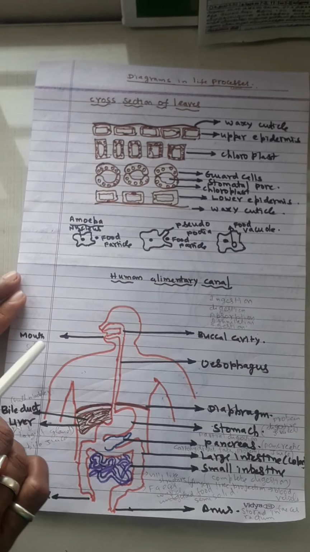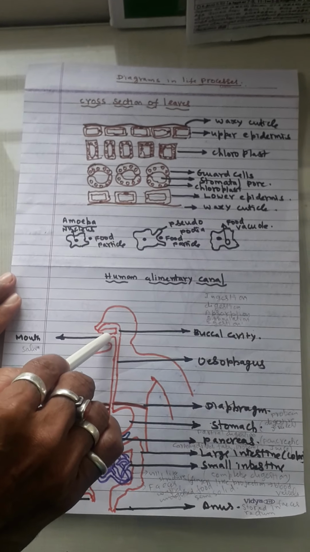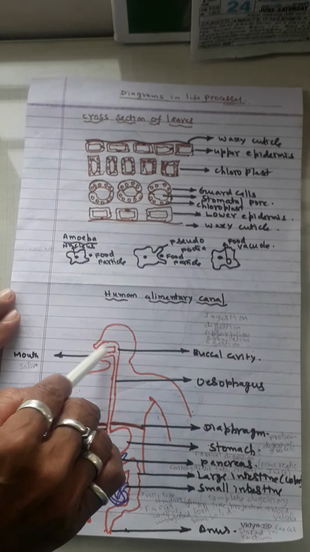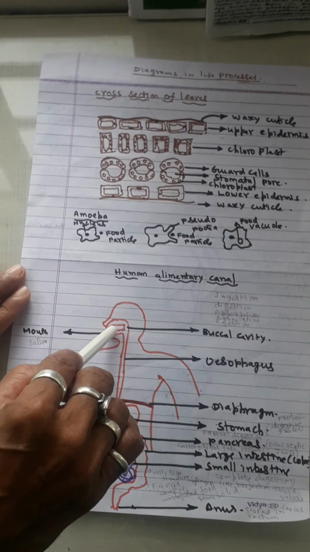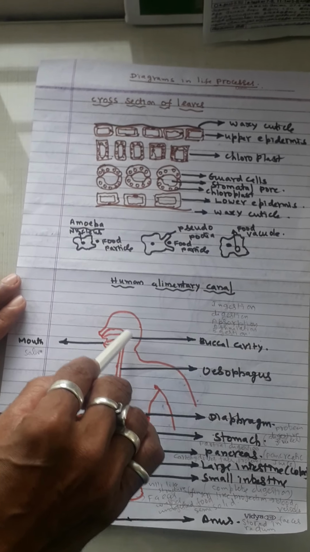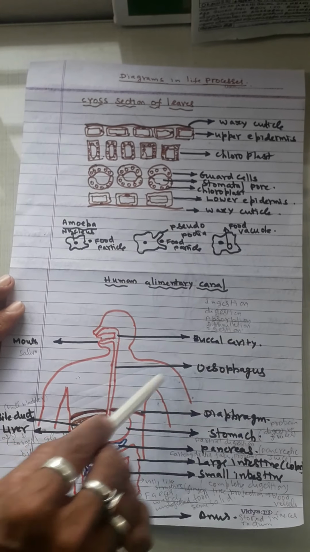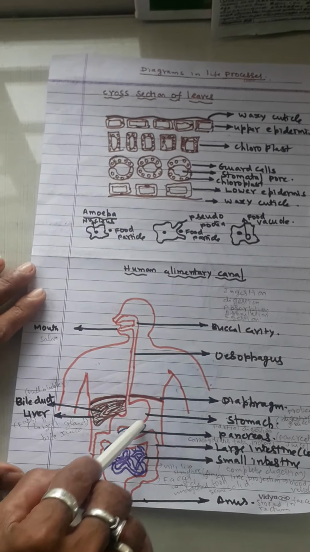As the human being takes food from the mouth, there is a tongue. The tongue secretes saliva. Saliva will convert starch into amylase, which is simple sugar. After it is converted into simple sugar, it goes to the food pipe. This food pipe we call the esophagus. After the esophagus, it comes to the stomach.